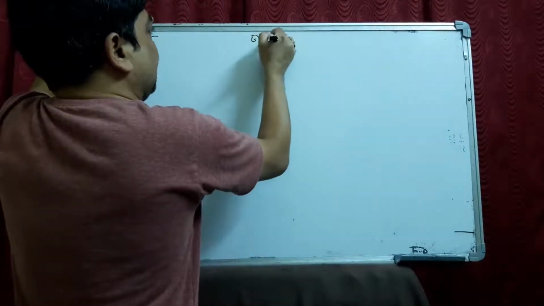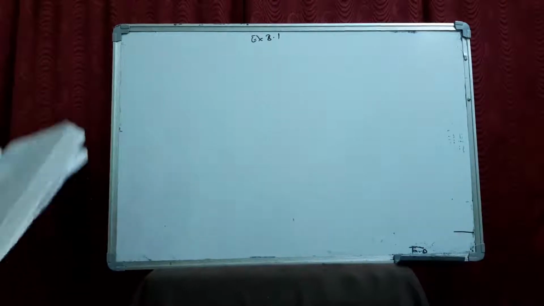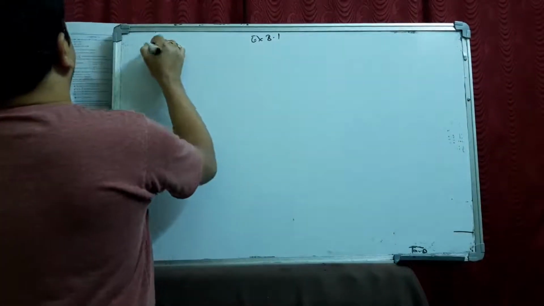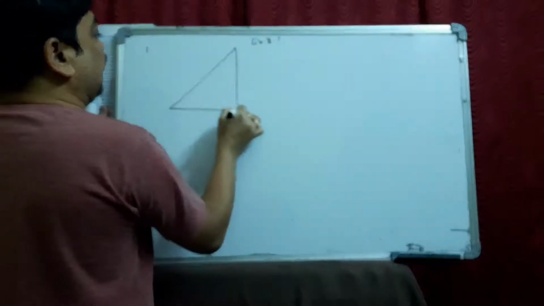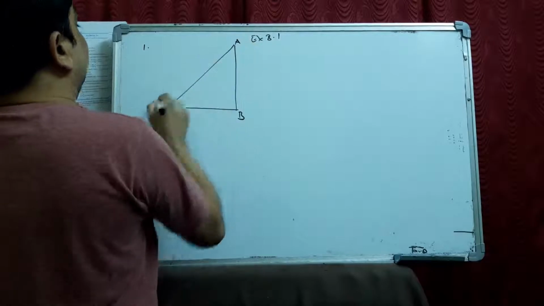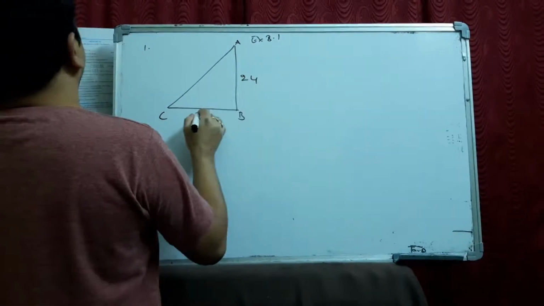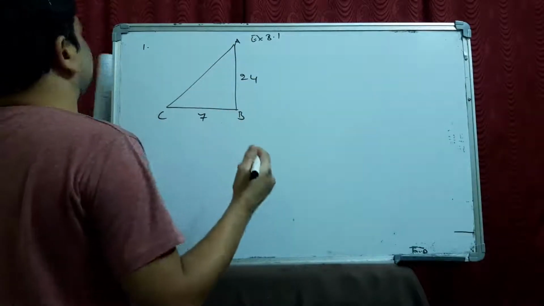Let us start the exercise. I'll explain the problem. Exercise 8.1. See, in the first question, they have given a right angle triangle ABC, right angled at B, with AB equal to 24 and BC equal to 7. You are asked to find out sin A, cos A, sin C, cos C.